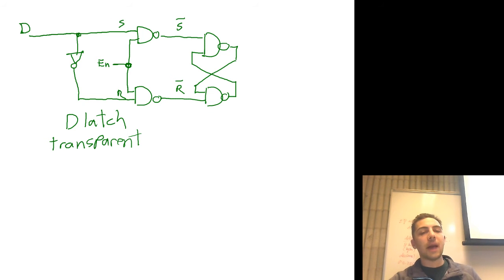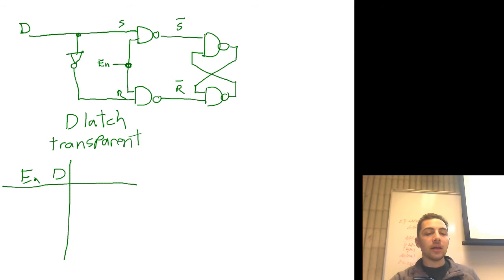So let's take a look at what happens now, because now there's only two inputs. We have enable and we have D. So what do we get? Well, if enable is 0, it doesn't matter what D is. Enable 0, 0 NAND anything is always 1. So those will be 1, which means we're effectively in a hold state. So, hold.